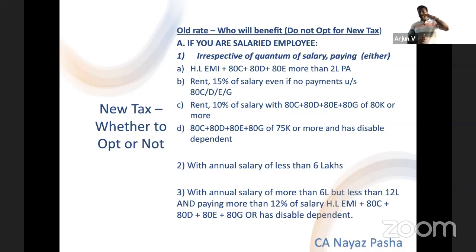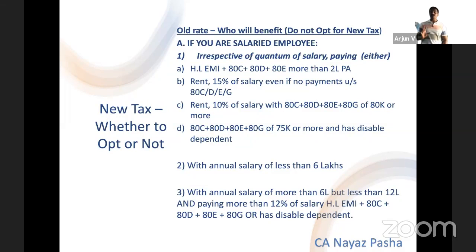So in this salaried employee, the first category, what I say, do not bother to look at what the salary is at all. If you satisfy either of these tests, do not opt for the new rate, continue with the old rate. The second main category, if you're a person having a gross salary of less than 6 lakh rupees or 50,000 per month, continue with old rates.